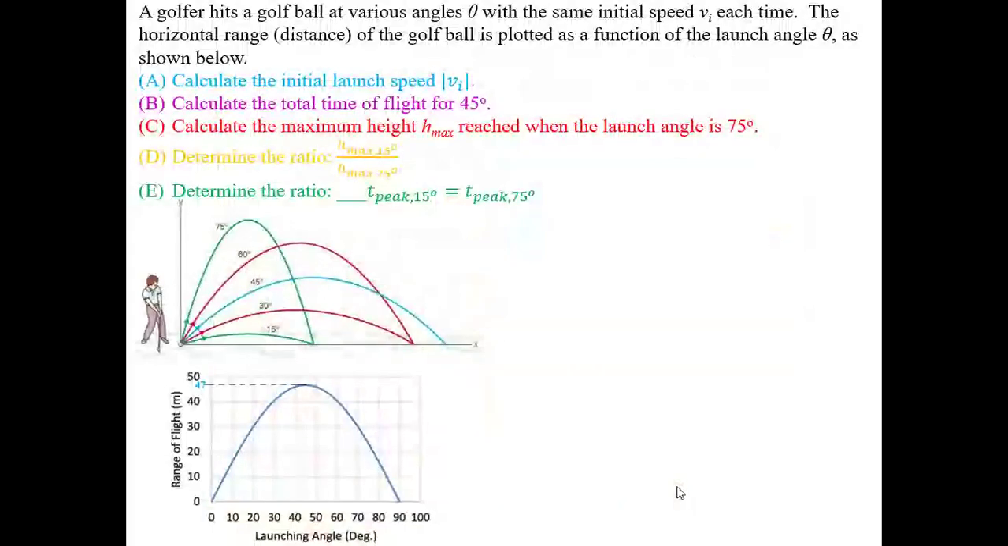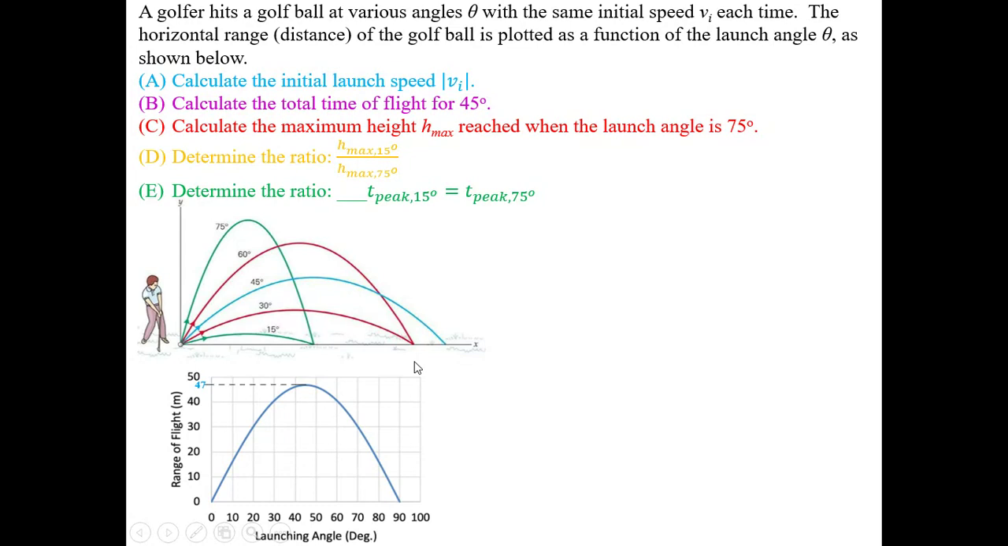Okay, so in this particular problem, we have a golfer that strikes a golf ball at different angles, however, keeping the initial speed the same. So here's the diagram. As you can see, each of these velocity vectors is drawn about the same size, but the only difference here is that the angle is different. Same initial speed, magnitude VI, but the velocity is different because the angle is different.